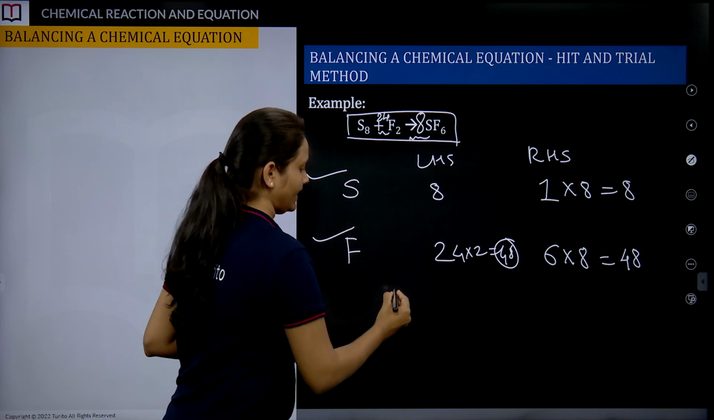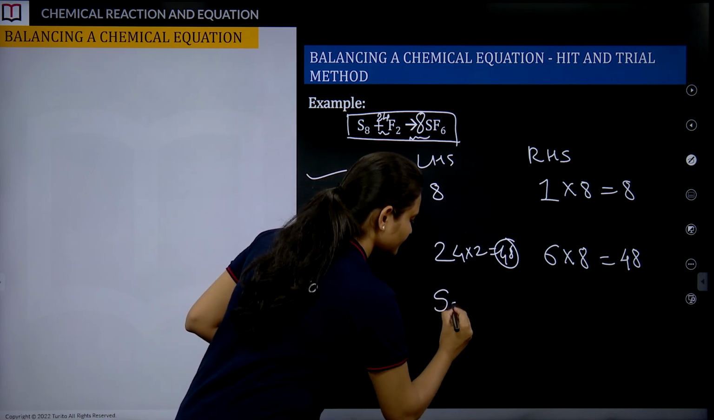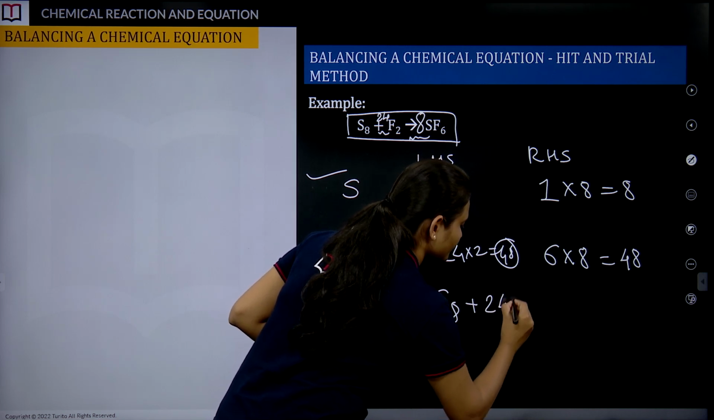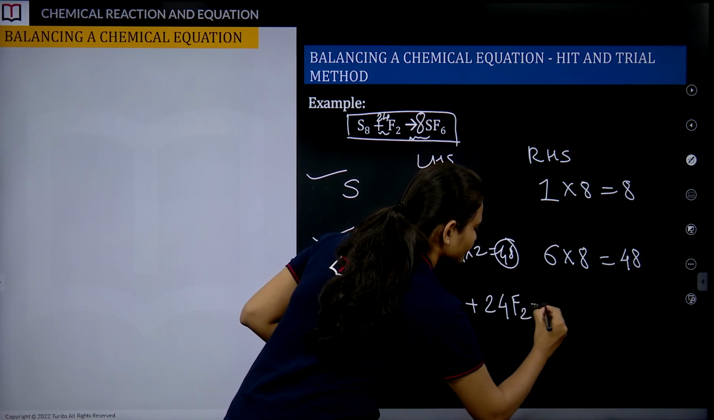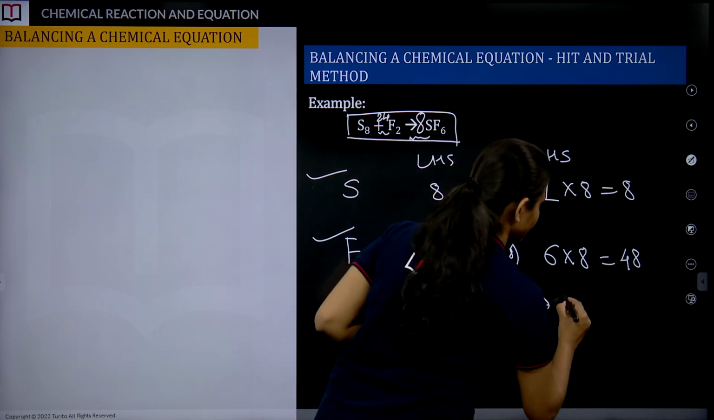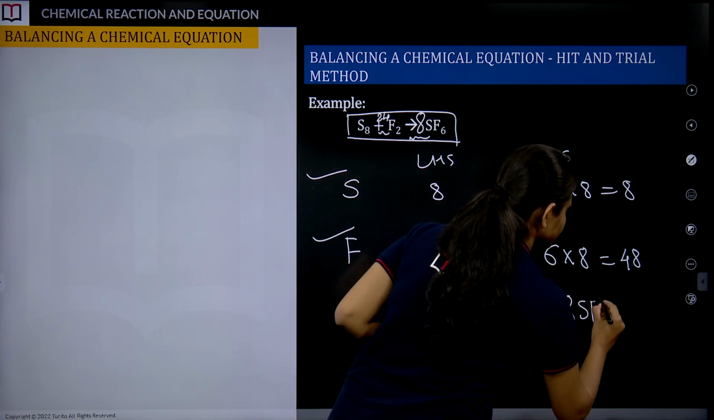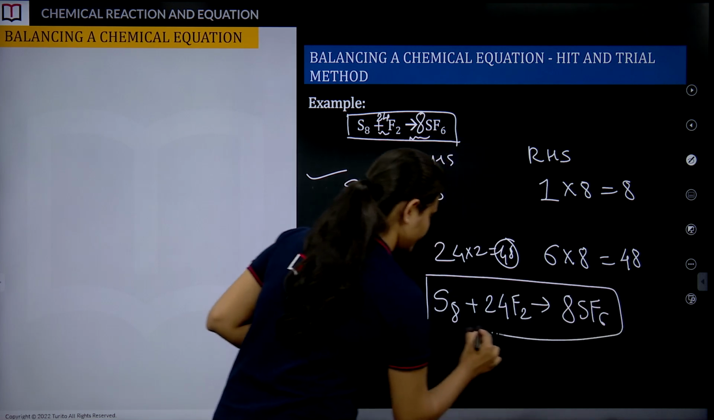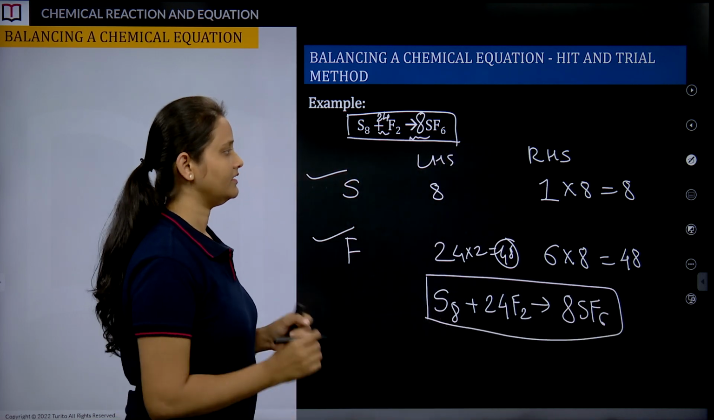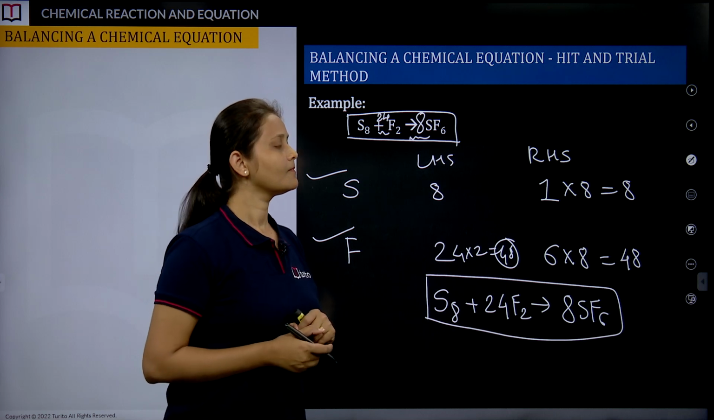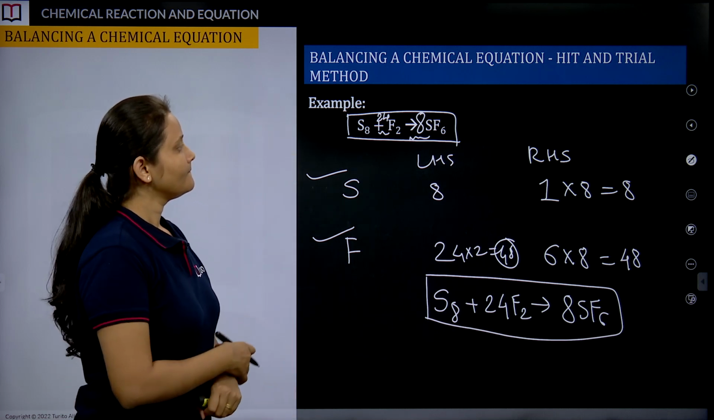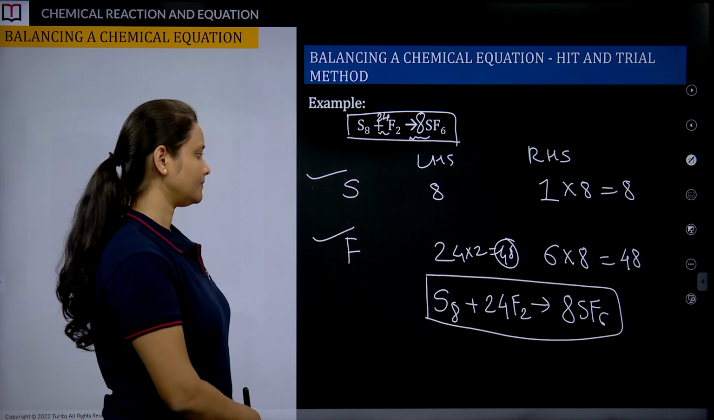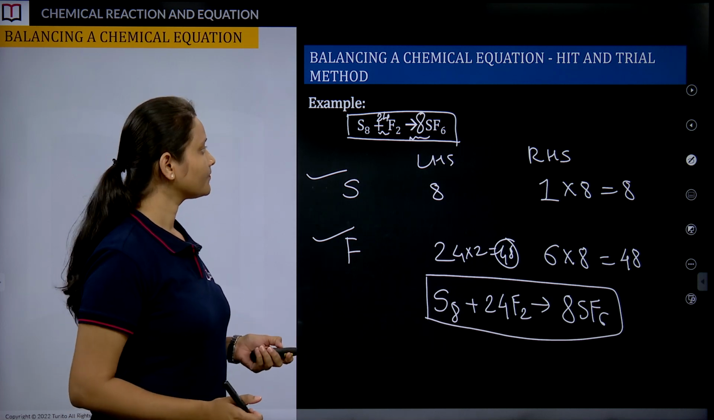This is what your, I'll write it here, S8, then we are having 24 F2, which is giving you 8 SF6, which is your final balanced chemical reaction. Okay. Next.